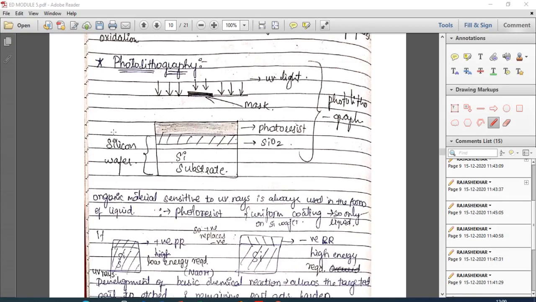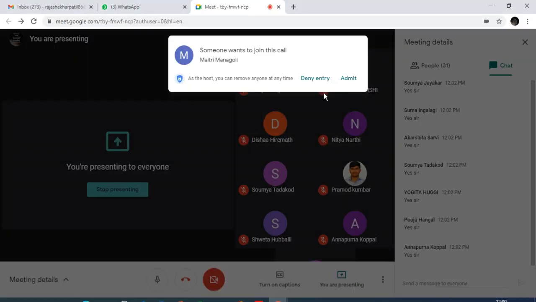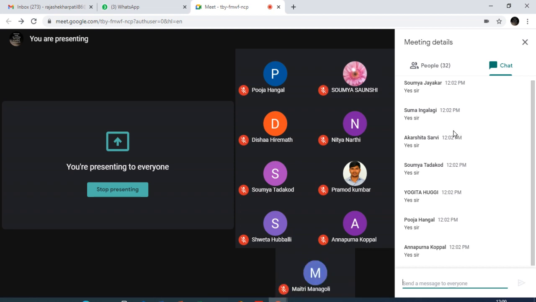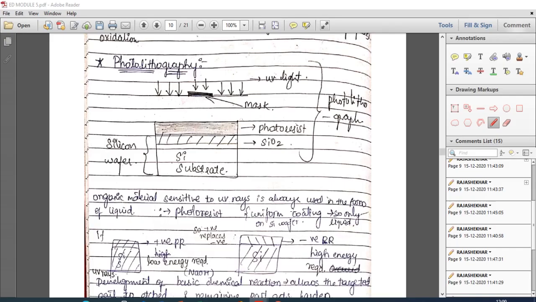What is photolithography and how it works. That is what we are going to discuss today. This is again a very simple topic compared with the remaining topics. So we will start with photolithography.